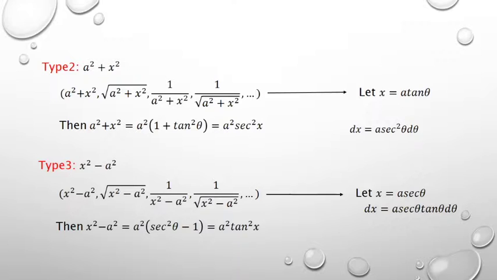The type 3 of trigonometric substitution is if you see x squared minus a squared. If you see this form, you can let x equal to a secant theta, and so dx equals a secant theta tangent theta d theta, and x squared minus a squared equals a squared times secant squared theta minus 1, and x squared minus a squared becomes a squared times tangent squared theta.